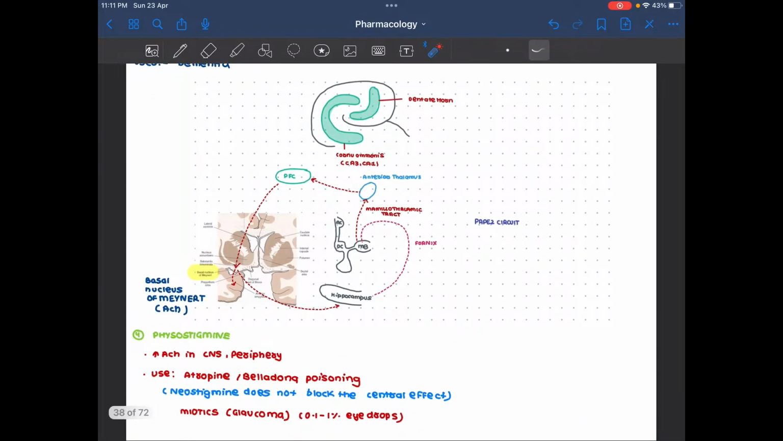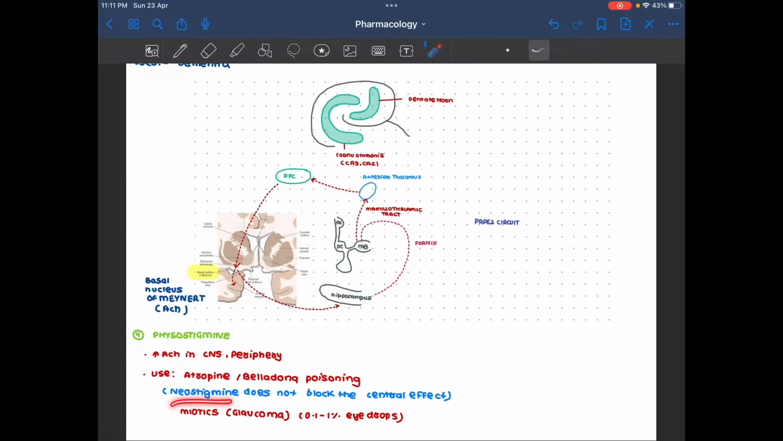What about the next drug? We have the next drug that is physostigmine. Okay, physostigmine. It's again a tertiary amine. So this physostigmine का main action is, because it's a tertiary amine, it can cross the blood-brain barrier. I'm going to use it for atropine and belladonna poisoning. Why can't I use quaternary amines in case of that? Because quaternary amines cannot cross the blood-brain barrier.